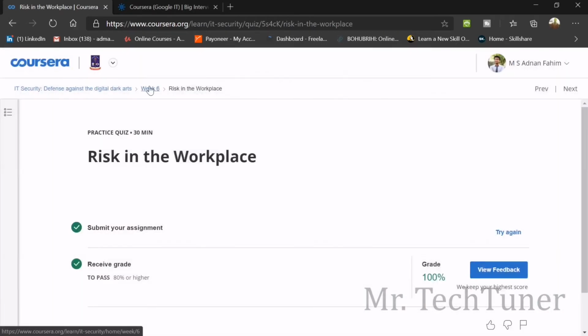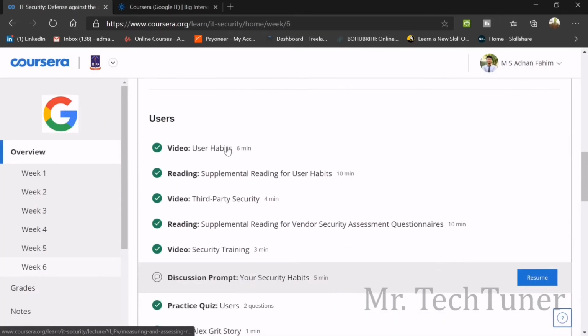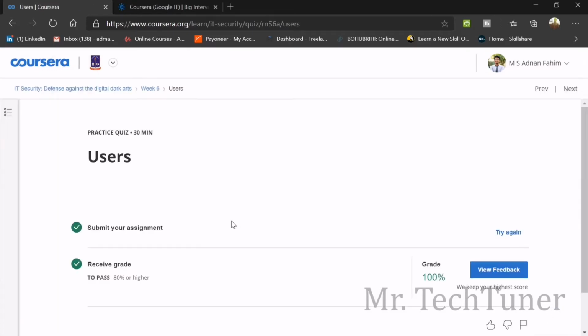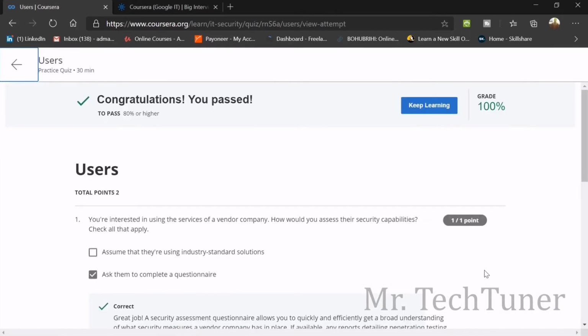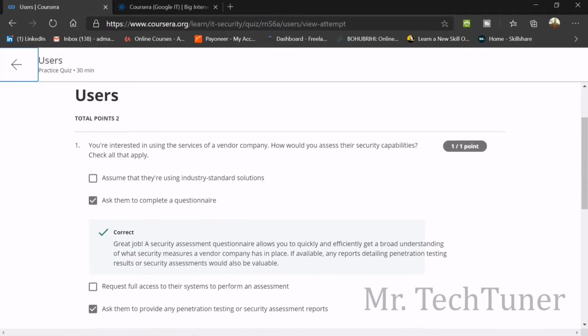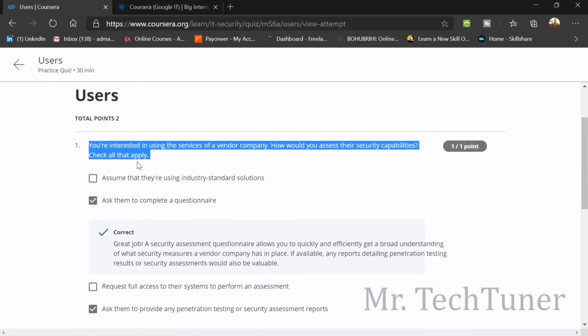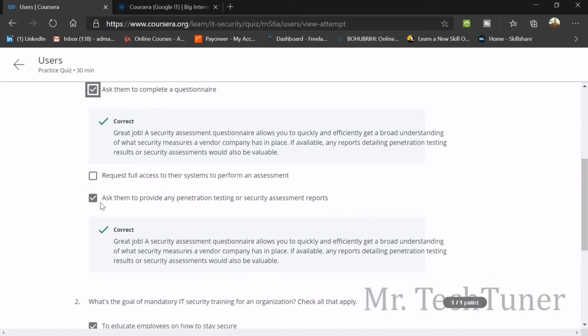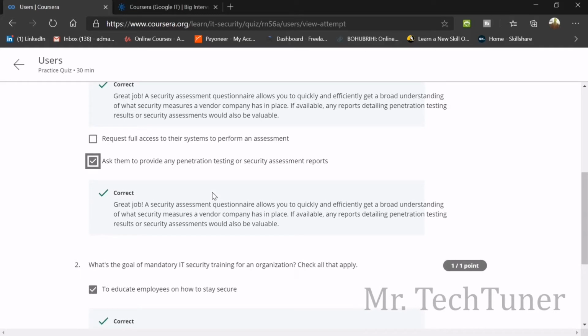Okay, so that's it. We have another topic which is called user. We are going to check out the questions of users. You're interested in using the services of a vendor company. How would you assess the security capabilities? I need to ask them to complete a questionnaire, and I can also ask them to provide any penetration testing or security assessment reports. This penetration testing you should remember, because we will need it in our final assessment.